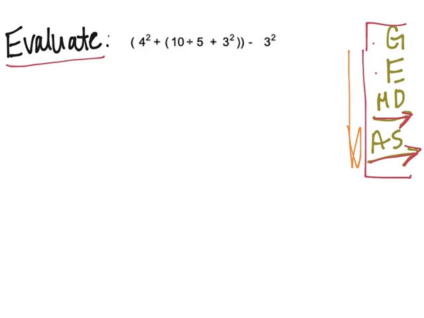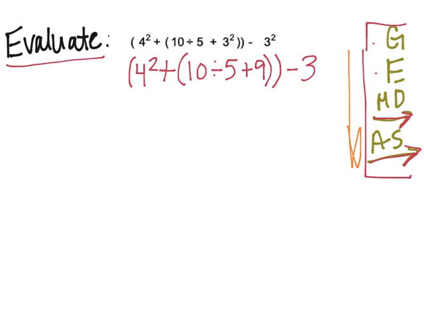So I'm going to use that answer to rewrite my expression to continue to solve. So I rewrite parentheses 4 squared plus parentheses 10 divided by 5 plus 9, because that's what we just solved for, close parentheses minus 3 squared.